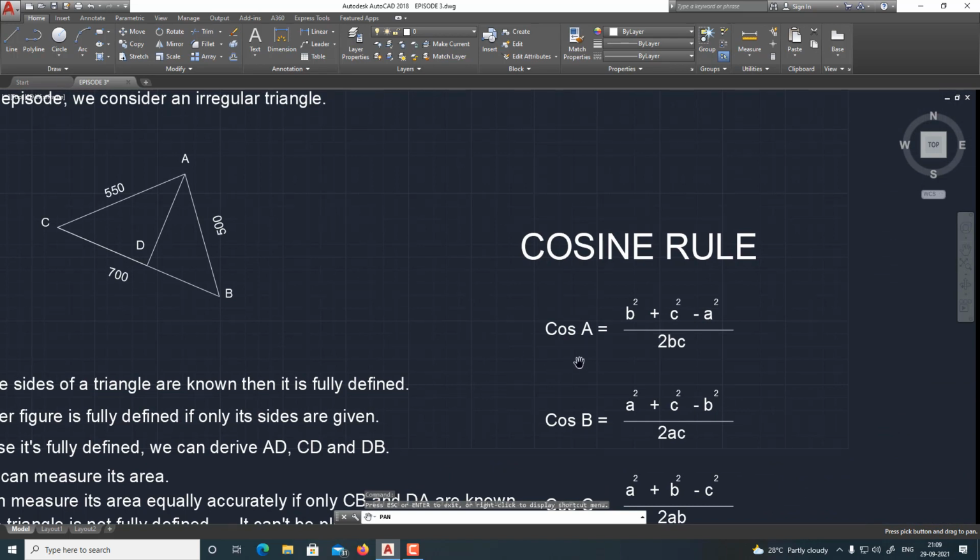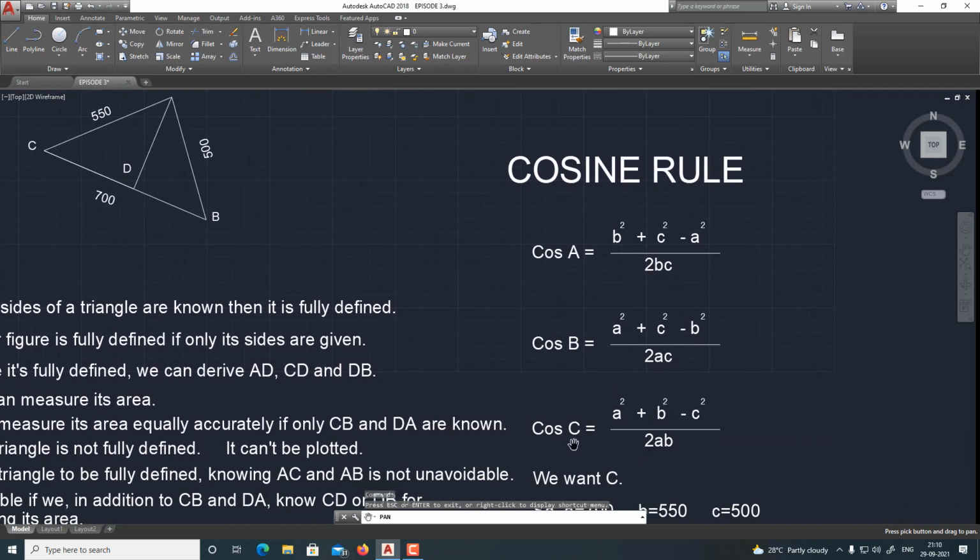The cosine rule has the form: cos A is equal to b squared plus c squared minus a squared by 2bc. Please note, if A is here, then minus a squared will always be here. If B is here, minus b squared is always here. If C is here, minus c squared is always here.